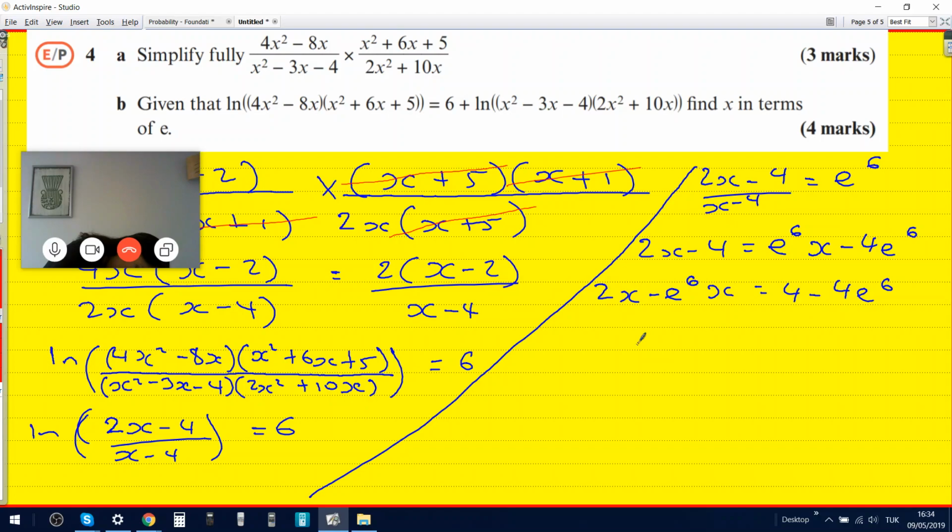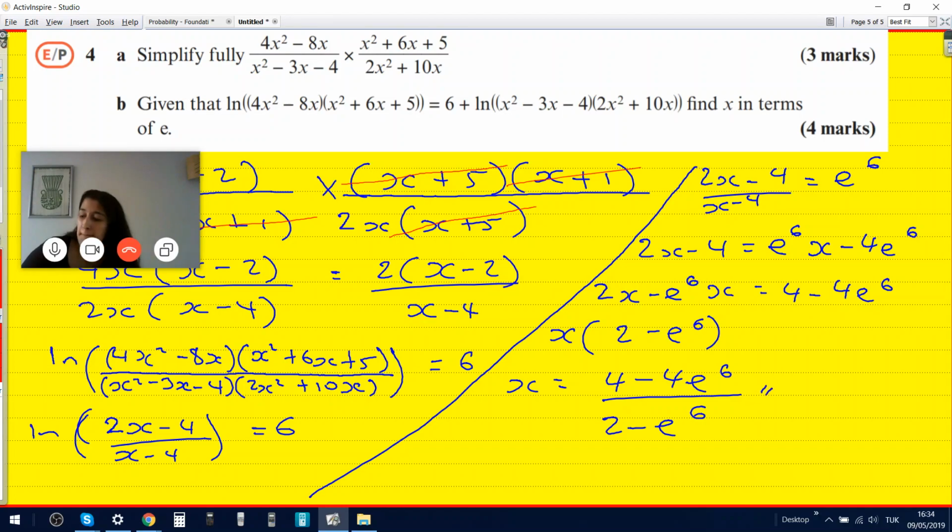Then do you take out x as a factor? 2 minus e to 6 equals 4 minus 4e6. Then x equals 4 minus 4e6 over 2 minus e6. And then can you simplify? You can, yeah. Oh, no, I don't think you can simplify it, actually. Is that what you got? Yeah. So e to the 6 would have to be an even number to simplify that.